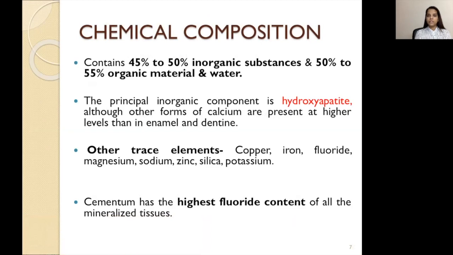Now the chemical composition: it contains inorganic substance which is 45 to 50%, and organic material and water, which is 55%. The principal inorganic component is hydroxyapatite, although other forms of calcium are present at higher levels than in enamel and dentine. We also have traces of copper, iron, fluoride, magnesium, sodium, zinc, silica, and potassium. And we should know that cementum has the highest fluoride content of all the mineralized tissues.